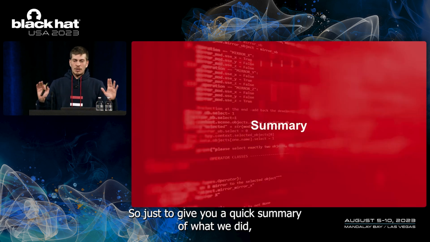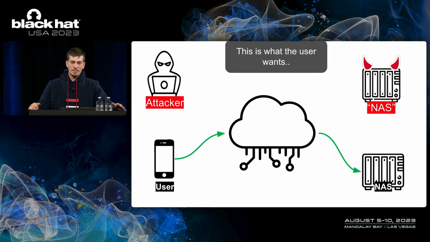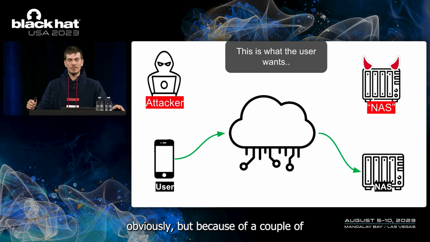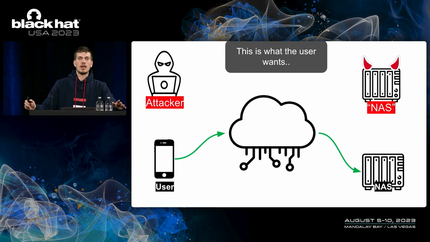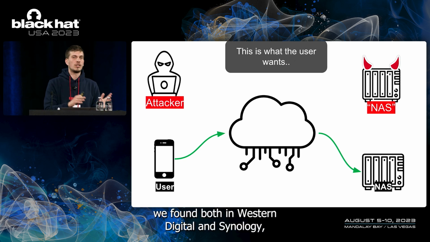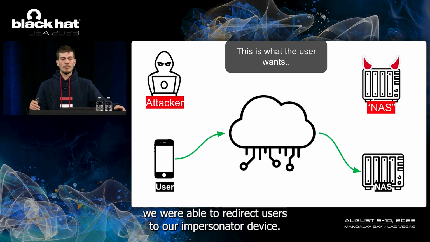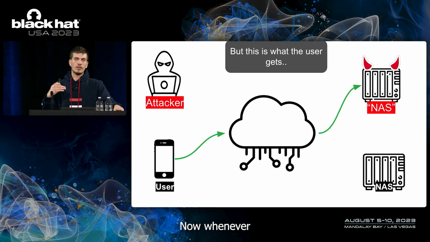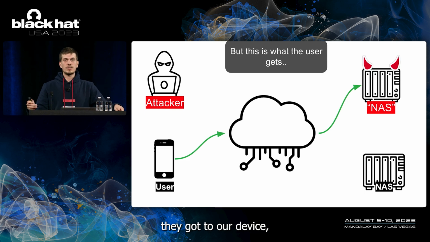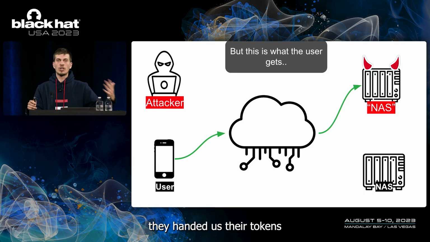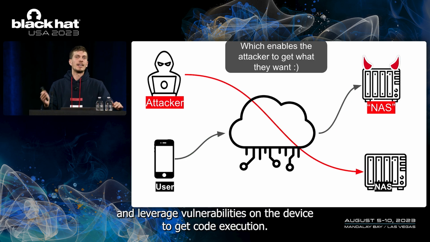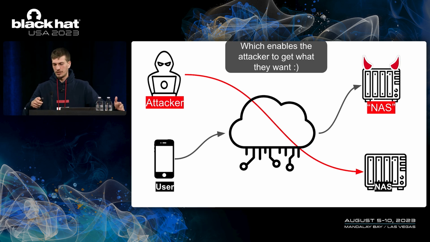So just to give you a quick summary of what we did. Users want to get to their devices, obviously. But because of a couple of vulnerabilities we found both in Western Digital and Synology, we were able to redirect users to our impersonated device. Now, whenever they got to our device, they handed us their tokens, and we used these tokens to access their real device and leverage vulnerabilities on the device to get code execution.